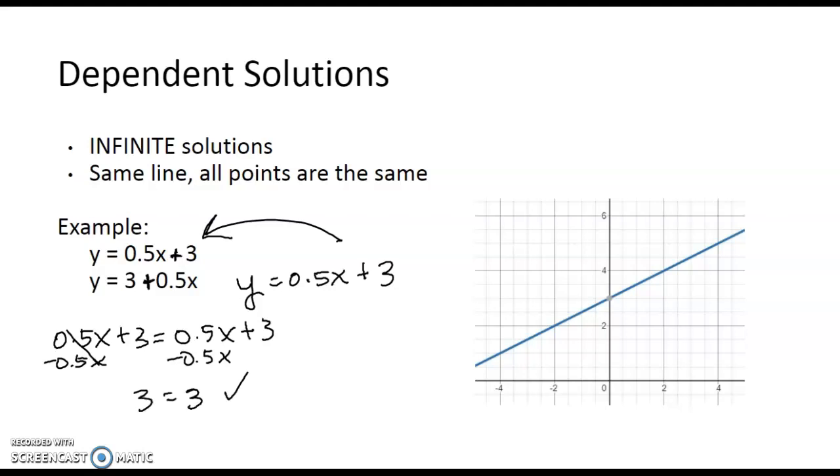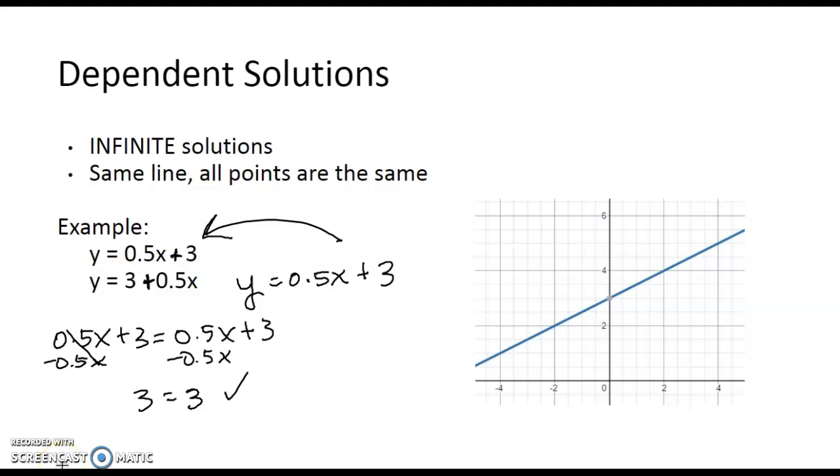But again, I haven't actually solved for a variable, right? Because they've just canceled out, 3 equals 3. These equations are the exact same line. They're right on top of each other, so they would have infinitely many solutions. So if your equations are the same, you have infinitely many solutions.